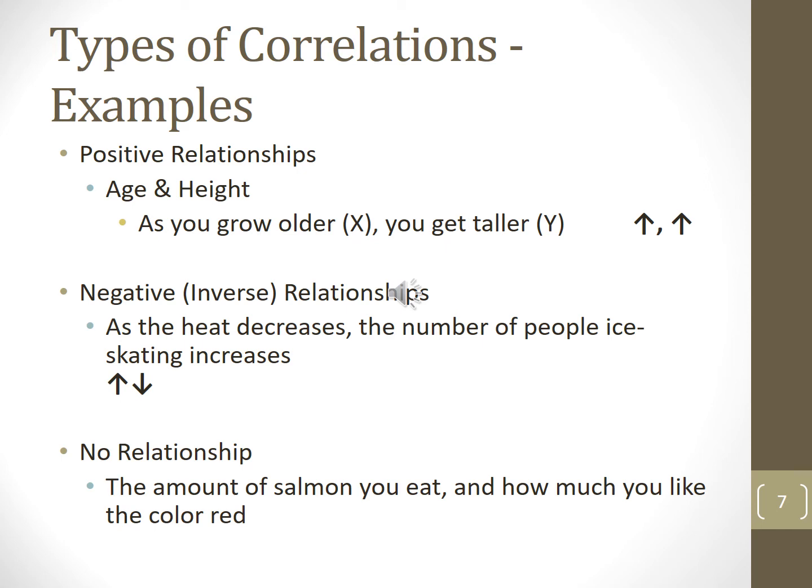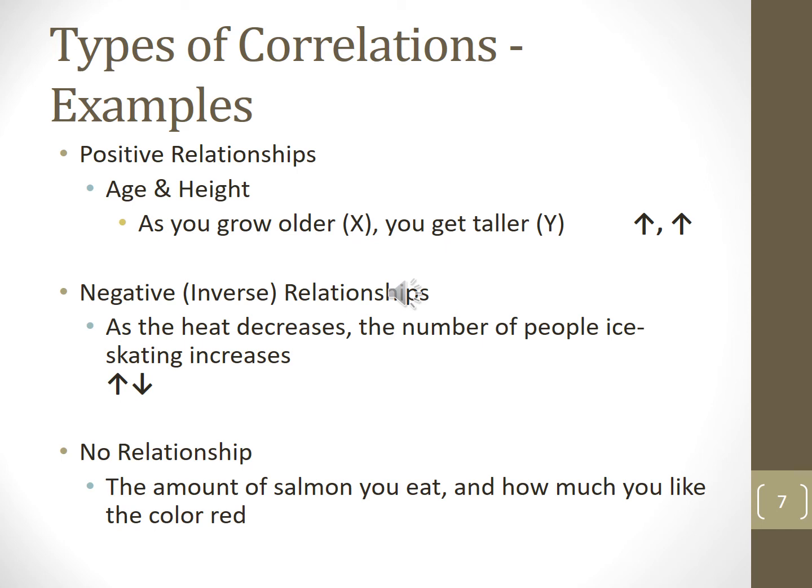So here's another set of examples. Age and height. So as you grow older, you get taller, right? Up to a certain point, right? So you're taller at 2 than you were at 1. You're taller at 20 than you were at 11 for most of us. So that is a positive relationship. When one goes up, the other goes up. A negative or inverse relationship is when one goes up, the other goes down.